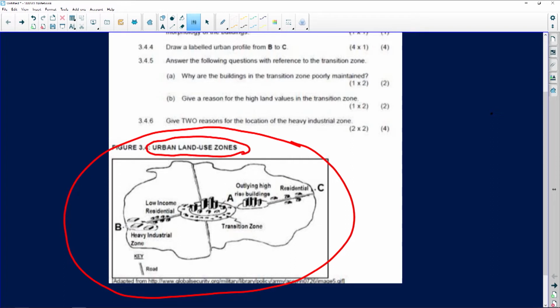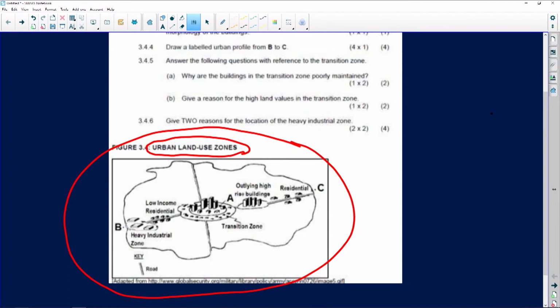What does urban mean? Now, we look at urban settlements and we look at rural settlements. Very importantly, when we look at rural settlements, we focus mainly on primary activities, such as farming, fishing, forestry, and mining. When we move to urban settlements, we focus on secondary, tertiary, quaternary activities. The best possible example I can give you of an urban settlement is Johannesburg.